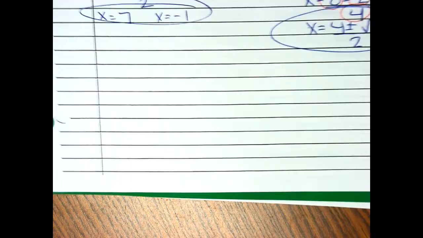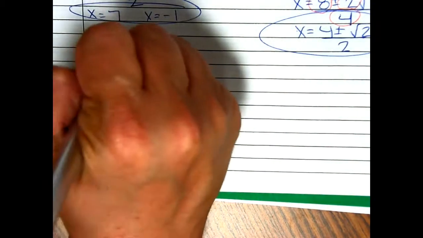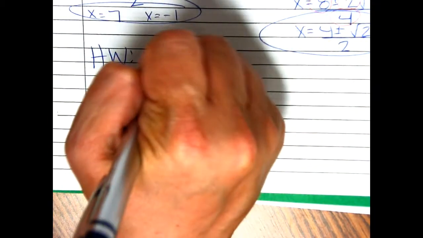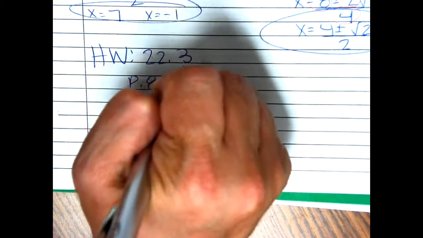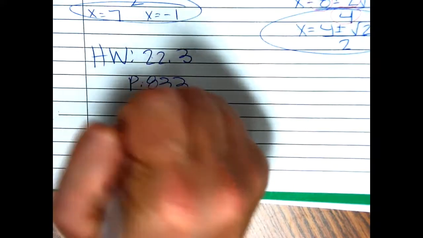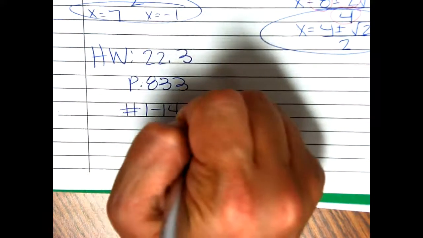Okay, your homework for this lesson. This is 22.3. It's on page 833. It's numbers 1 through 14 all.